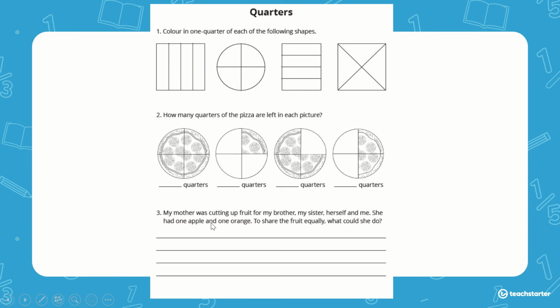Number 3, my mother was cutting up fruit for my brother, my sister, myself, and me. She had 1 apple and 1 orange. To share the fruit equally, what could she do? So have a think about your fractions, about your quarters, and how the mum might need to cut it up equally. So share it equally. See if you can figure that one out.